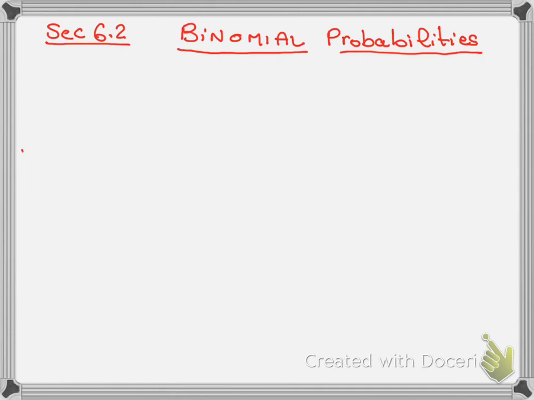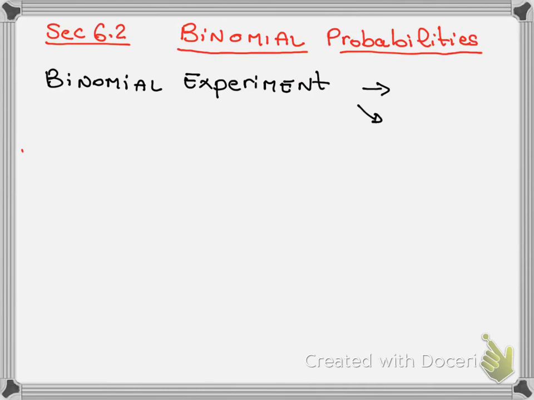Okay, so let me start with a definition of binomial experiments. So what's a binomial experiment? Well, a binomial experiment is an experiment with only two possible outcomes, either success or failure. So that's an experiment, and there are two possible outcomes. So either success, and I'm gonna denote success by capital S, or failure, and I'm gonna denote failure by capital F.